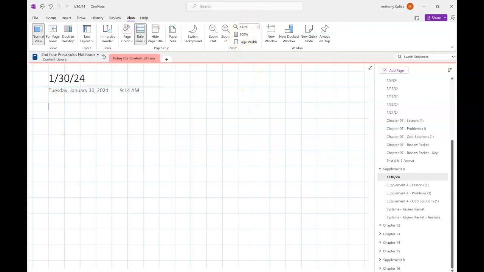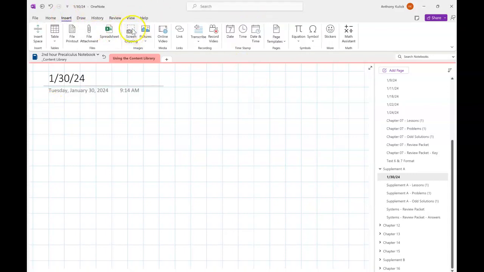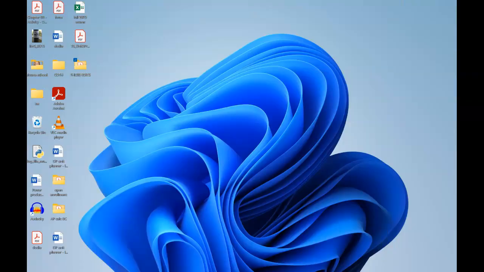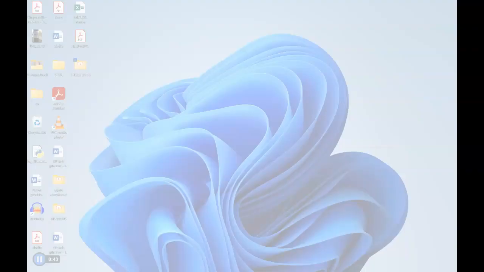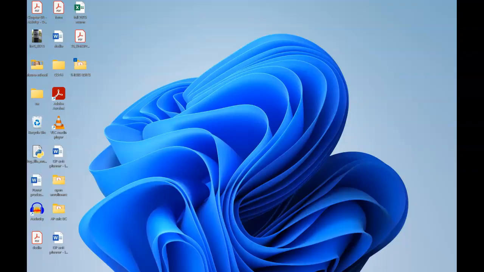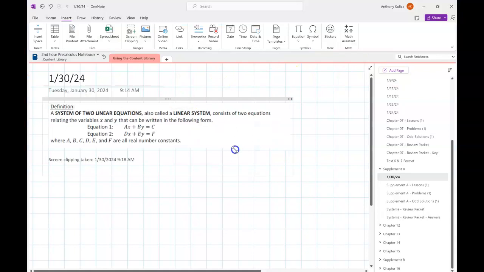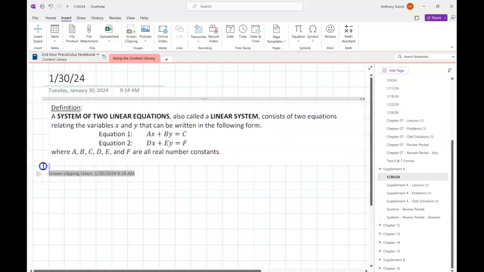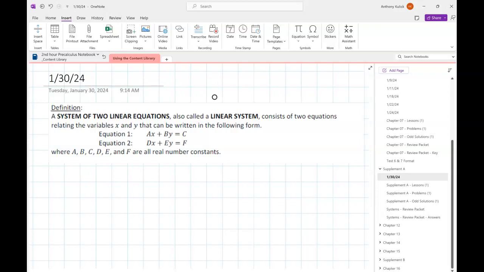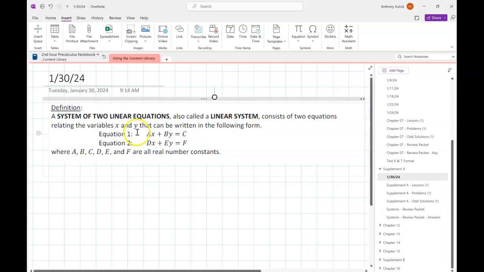So we're going to start today looking at Supplement A, sections 1 and 2. In this Supplement A, we're largely going to be concerned with solving systems of equations. Specifically, I think we're looking only at systems of linear equations, if memory serves. So we're going to start out with systems of two linear equations.